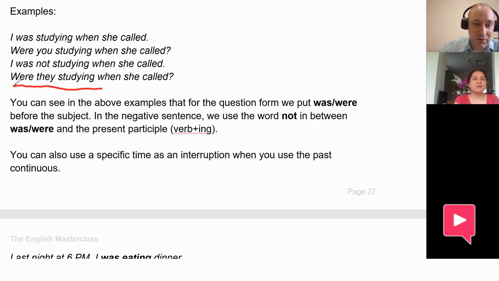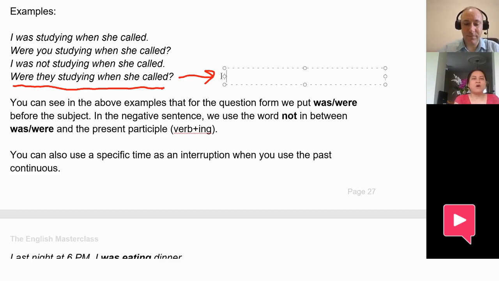So why don't you try this one here? So the question form was, were they studying when she called? And then how can you change that to a statement, please? They were studying when she called. They were studying when she called is correct.